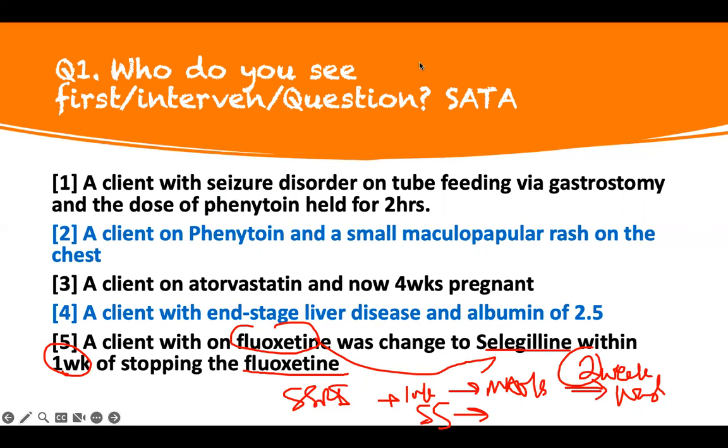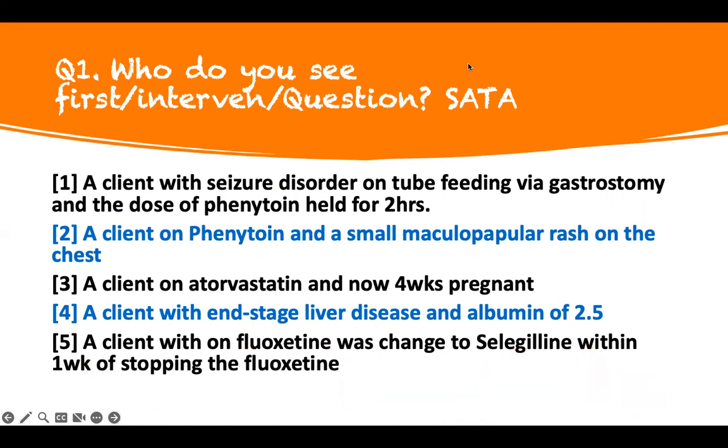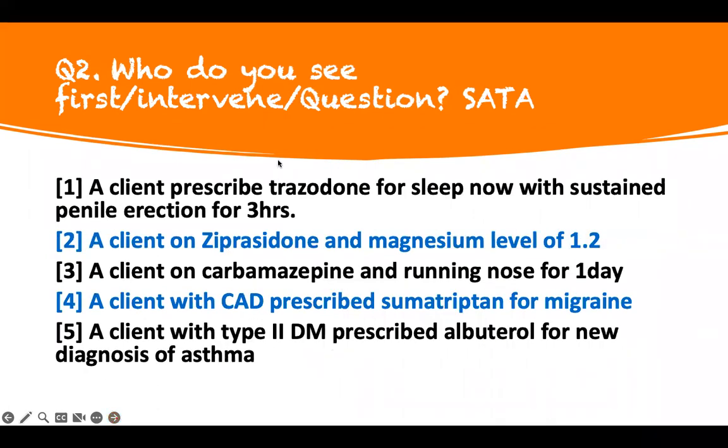So we need to see this patient. So who do we need to see? Number 2, number 3, and number 5. Okay? Pharmacology. So let's continue. Who do you see first to intervene and question?